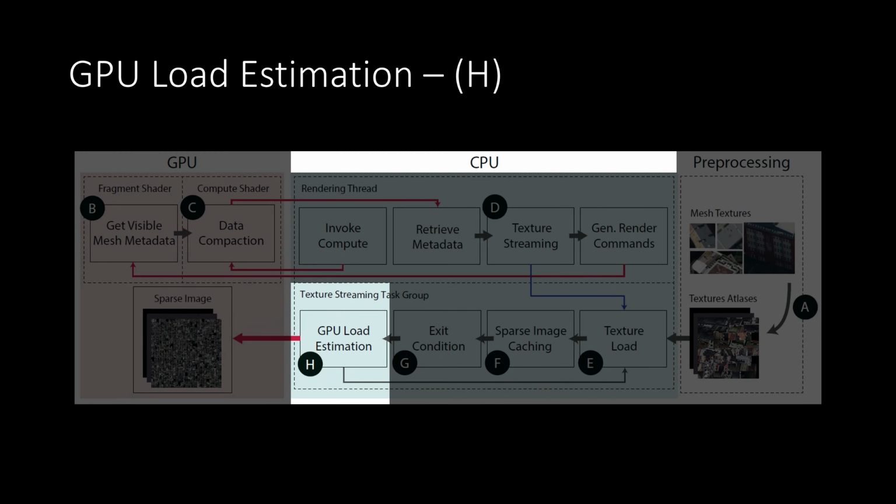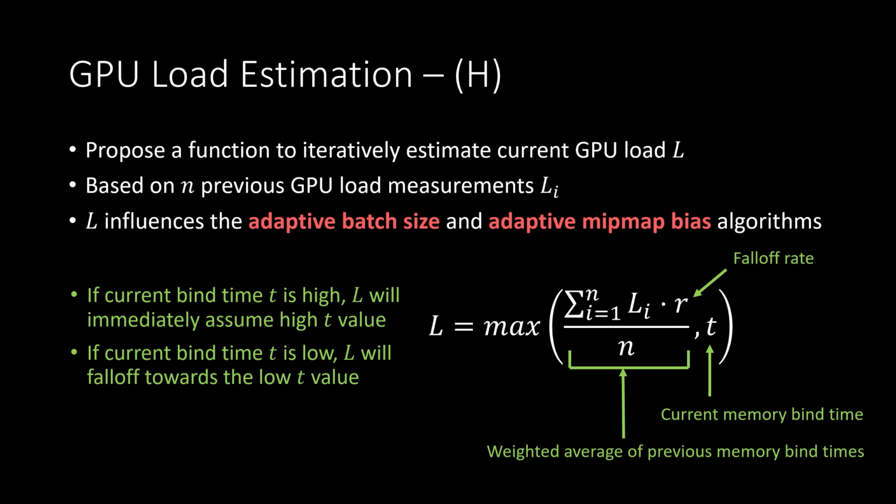The final sub-process in the texture streaming task group is GPU load estimation. To support our texture streaming design, we propose a function to iteratively estimate the current GPU load, L, based on n previous GPU load measurements, Li. The GPU load L influences the adaptive batch size and adaptive mipmap bias algorithms. How it works is if the current memory bind time T is high, GPU load L will immediately assume the high T value.